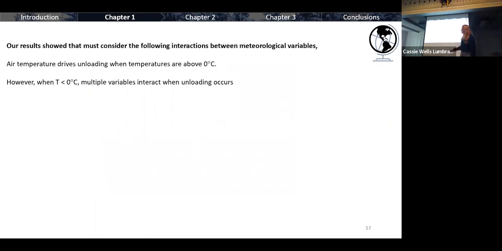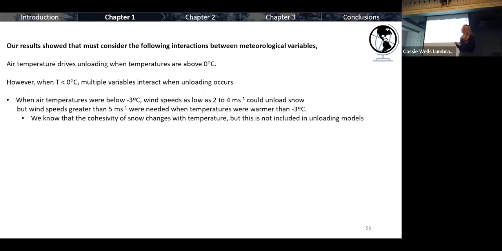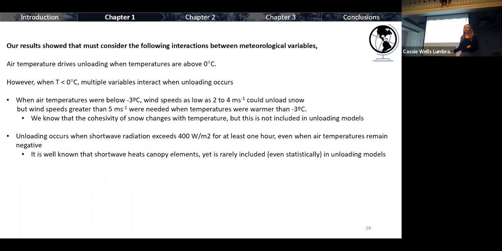And essentially I came up with some summary results here: we showed that we really must consider the interactions between meteorological variables if we want more transferable models. So when air temperature is above 0, we can leave it at that maybe for modeling. But if it's below 0, we should really consider these interactions to improve our models, right? We're seeing it in the data. So one idea is that if air temperature was actually below -3, so it was really cold, then we saw that pretty low wind speeds could unload snow. This is not a new idea. The cohesivity of snow actually changes with temperature, but this is not included in unloading models.